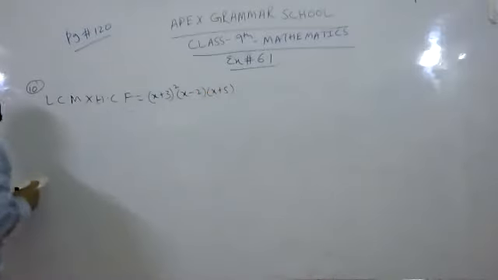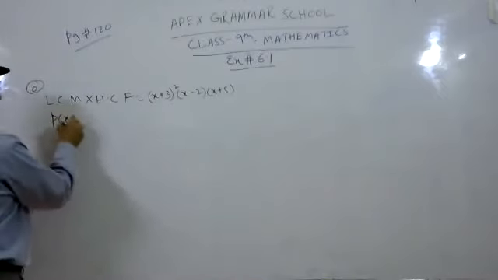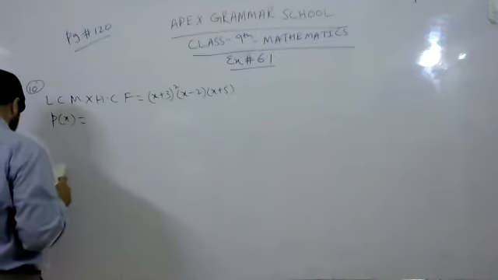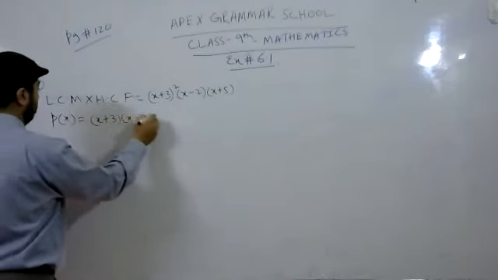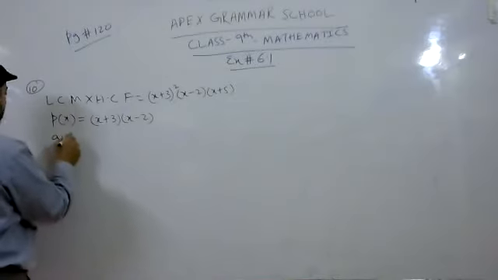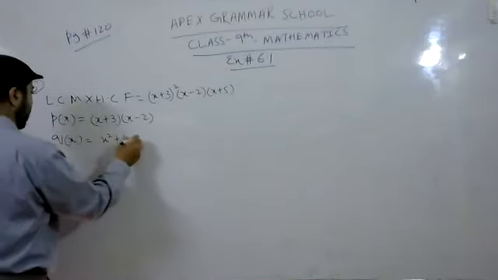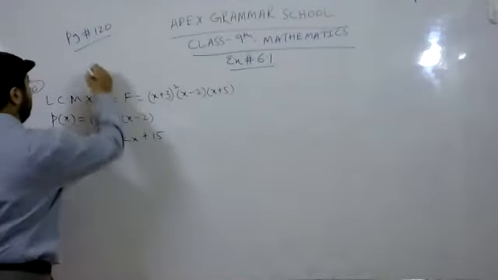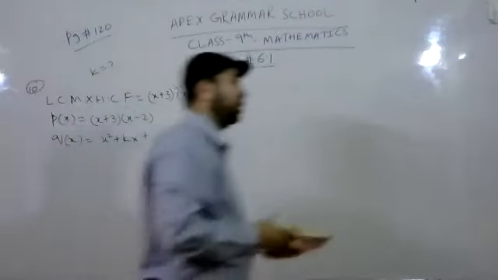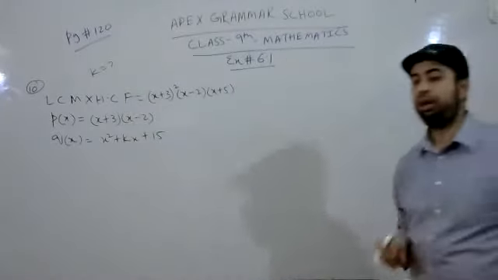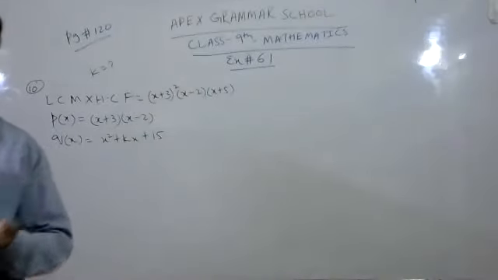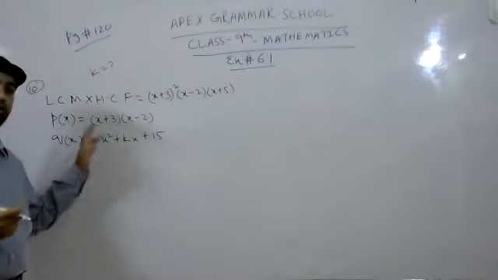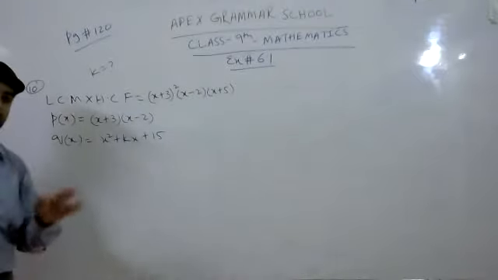After that, the first polynomial, that is P of x, is x plus 3 into x minus 2. And the second polynomial Q of x is x square plus kx plus 15. Then you need to find the value of k here. You can see that we have every value in it: LCM multiplied by HCF, and also P of x. But one thing is unknown, which is this k. So we need to find only the value of k here, and that's it.